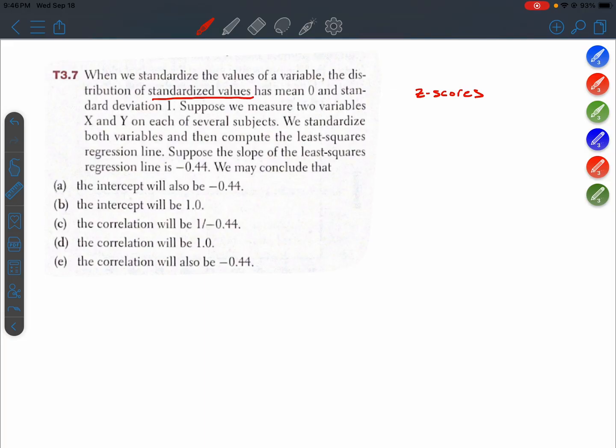Because we've standardized things, the standard deviation of the x values is now 1. It says so right here. That's what happens when you standardize. And we can say that the standard deviation of the y values is now 1 as well. Negative 0.44 is the slope, and the letter we use to represent slope is b, so b is negative 0.44.